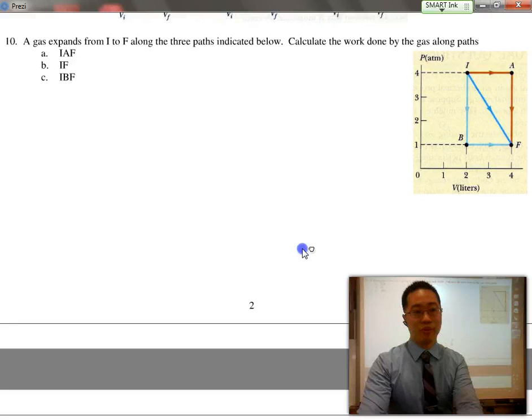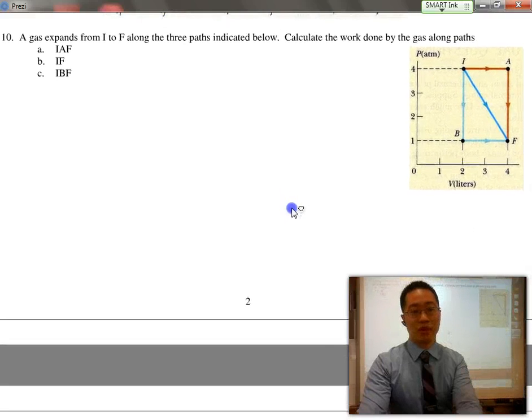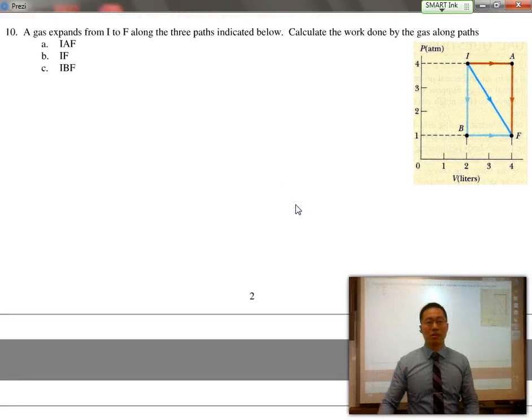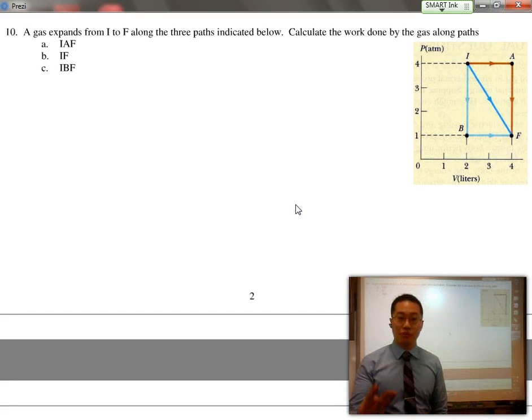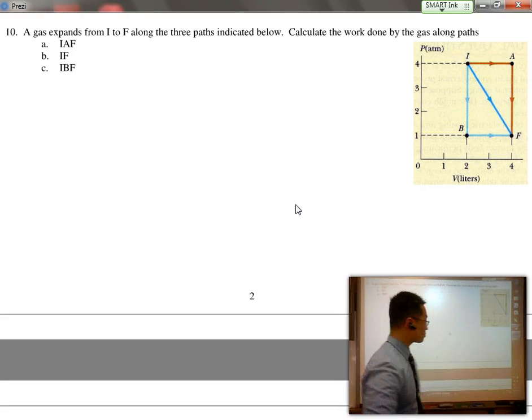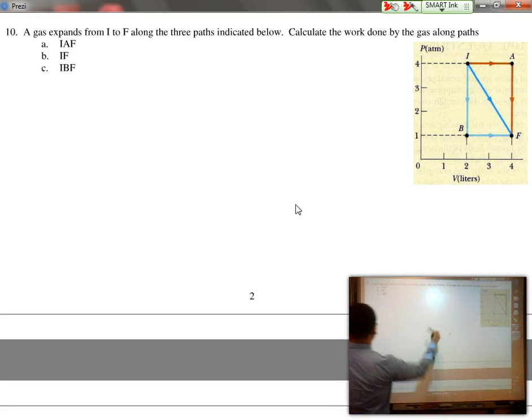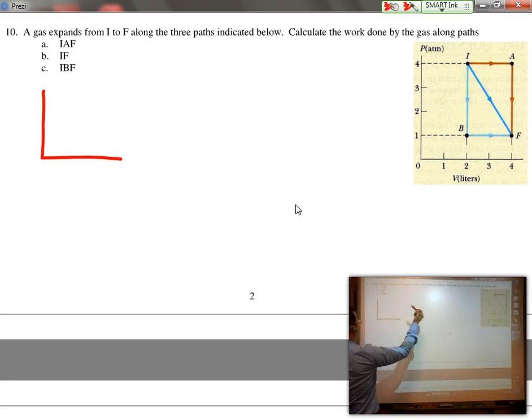Now let's take a look at the example over here. Number 10. This one's a very straightforward question. A gas expands from I to F along the 3 paths indicated below. Calculate the work done by the gas along each of those paths. So it's really 3 separate problems in one. The first problem deals with IAF. So if I were to redraw that, IAF goes from here to here to there.